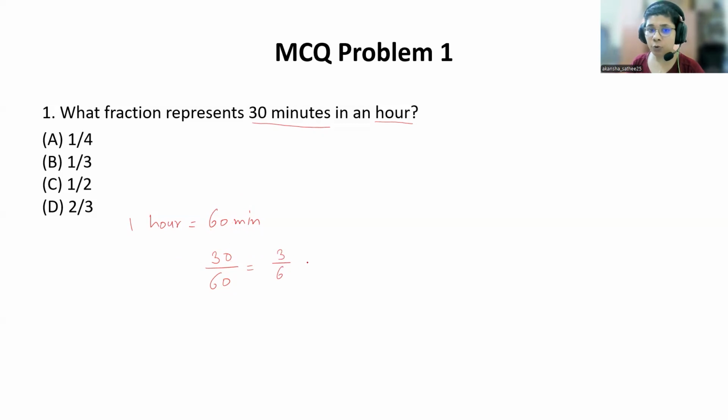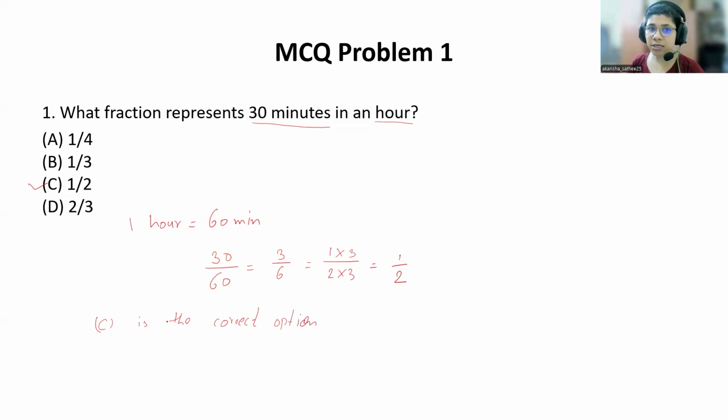Now you can see that 6 and 3 both can be divided by 3. So basically I can write this as 1 by 2. So the correct option is C.